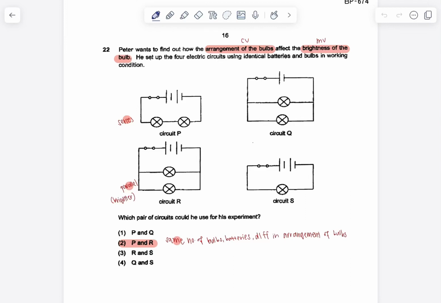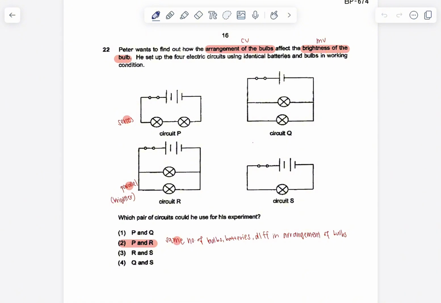Question 22. Peter wants to find out how the arrangement of the bulbs affects the brightness of the bulb. So the changed variable here is the arrangement of the bulbs and the measured variable is the brightness of the bulb. So he set up 4 electrical circuits using identical batteries and bulbs in working condition. So which pair of circuits could he use for the experiment?